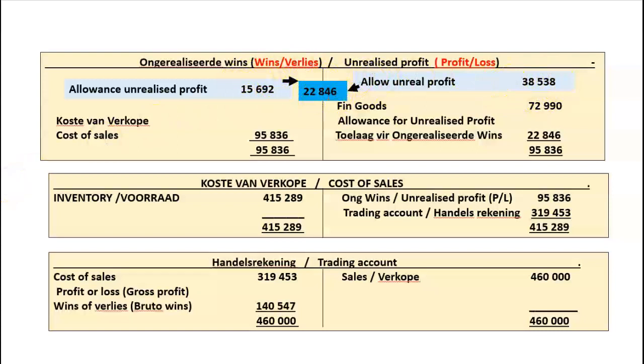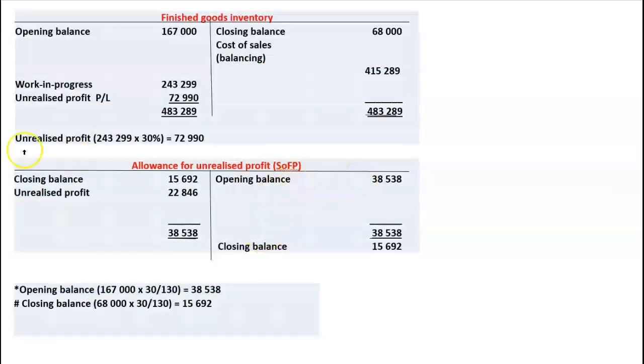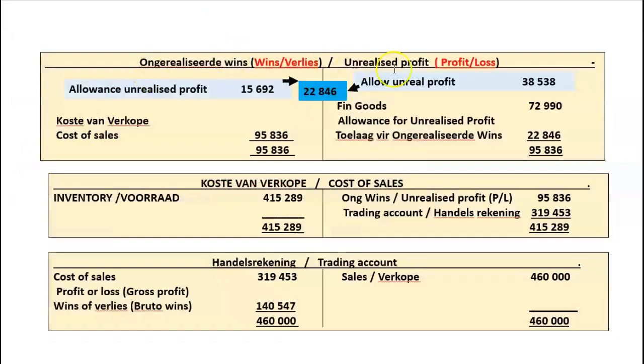If I didn't go the long route and I said, well, let's just have a look at what is the amount that we have to change in our allowance for unrealized profit account in order to record our unrealized profit in our closing inventory figure. We said, well, we're going to need a debit here of 22,846. Remember, we didn't remove the 38,000. We want the 38,000 now to become 15,000. Therefore, we're going to need a 22,000, and that would have been a net credit there of 22,000.